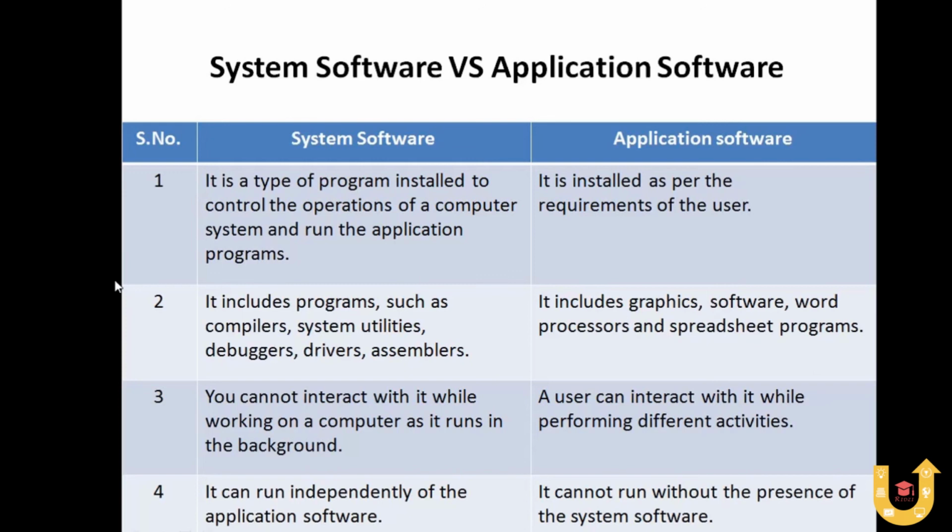Point number 3 says that you can't interact with system software while working on a computer as it runs in the background. But a user can interact with application software while performing different activities. Coming to the last point, system software can run independently of the application software, but application software can't run without the presence of the system software.